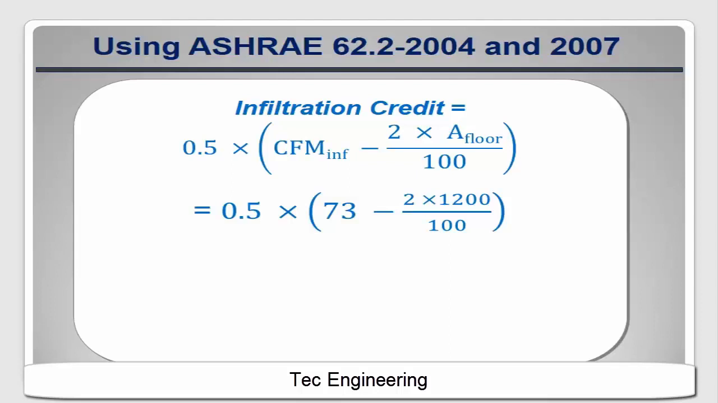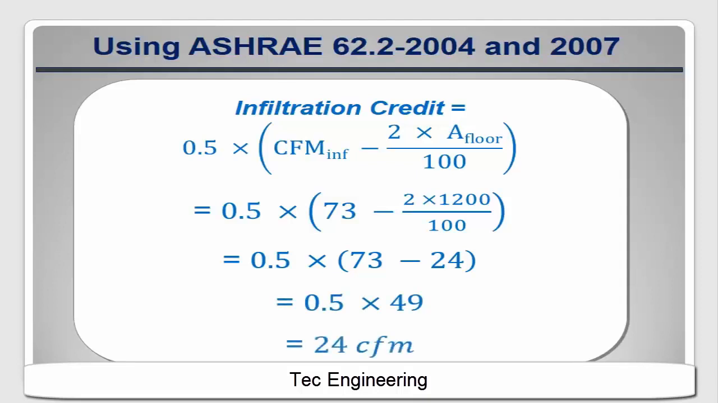The floor area is 1,200 square feet, and we use that to calculate the standard credit. At 2 CFM per 100 square feet, the standard credit is then 24 CFM. That means we have an infiltration excess of 73 minus 24, or 49 CFM. We can claim half of that. Our credit is therefore 24.5 CFM, which I rounded down to 24.